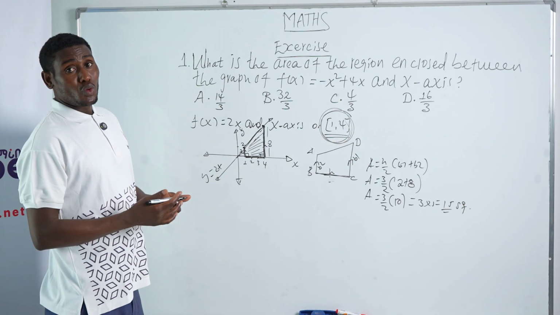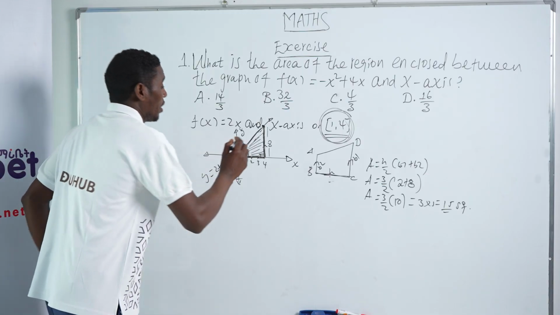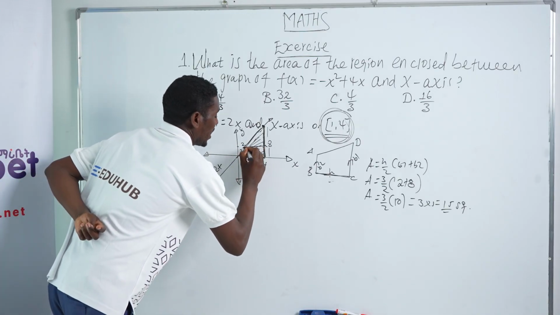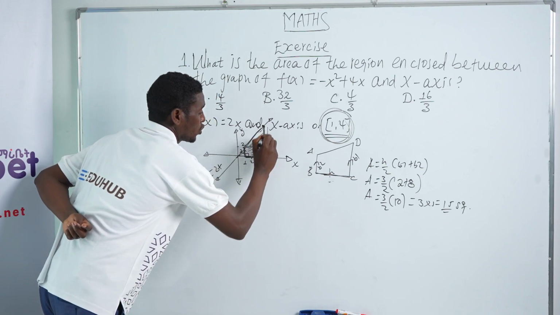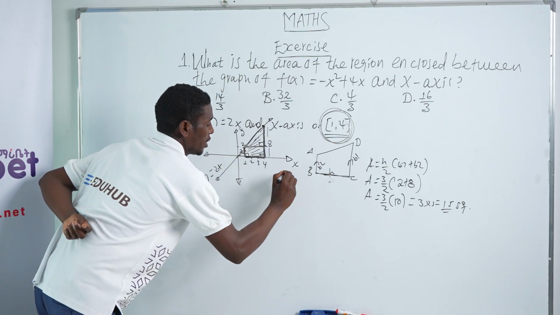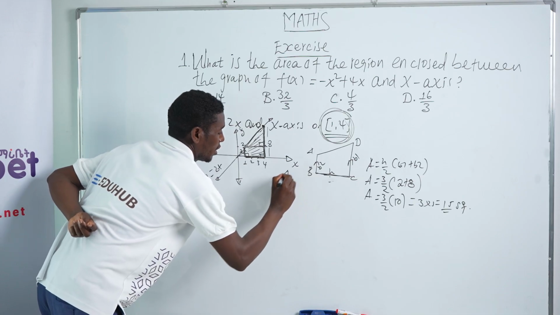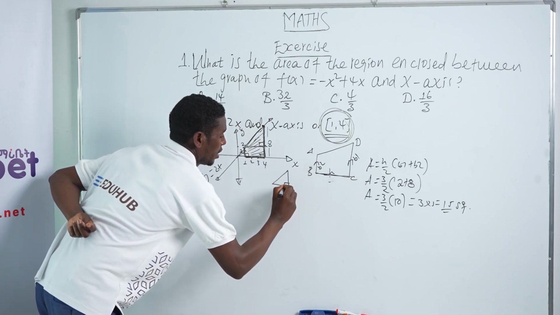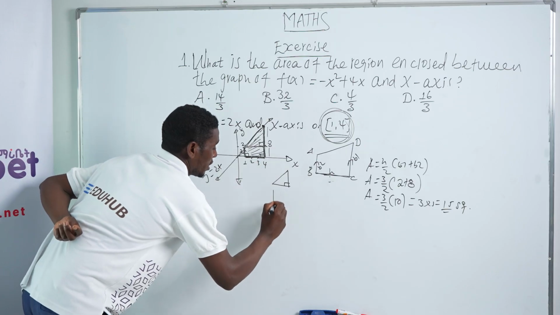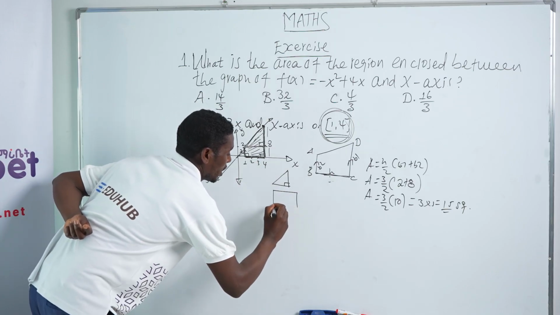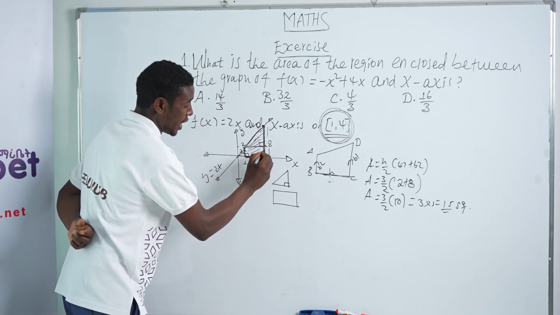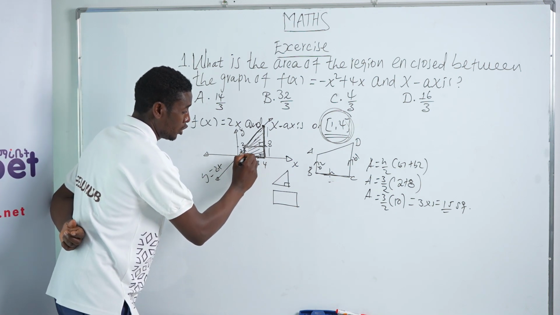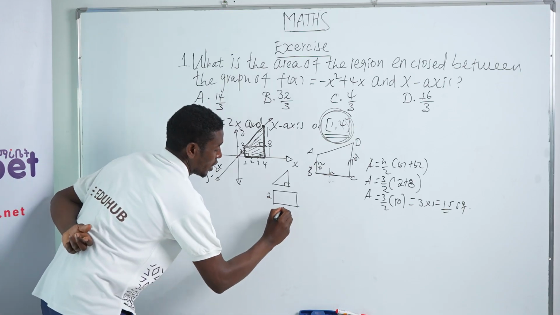Or you can divide into two congruent parts like this. You can divide into two parts. So above this one is a right angle triangle here, and the rest part is a rectangle. This rectangle has a length of 3 units and a width of 2 units. This one is 2 and this one is 3.